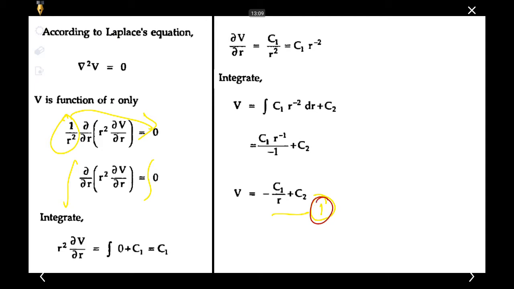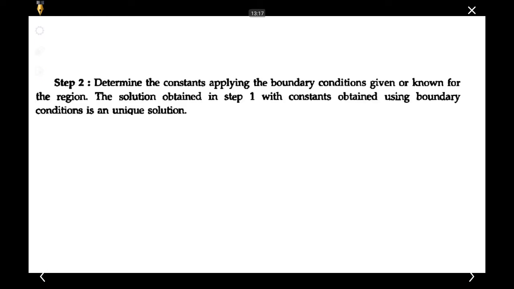Next, we have to go with the next step. The first step work is over. What is the second step? The second step is to determine the constants by applying the boundary conditions. So you have to find the values of C1 and C2 with respect to the boundary conditions.